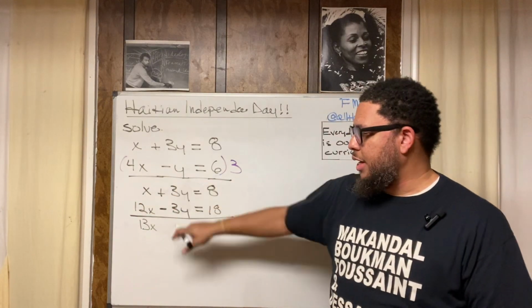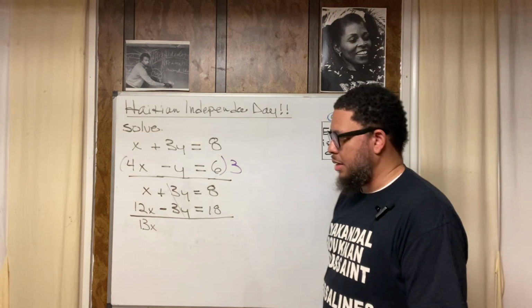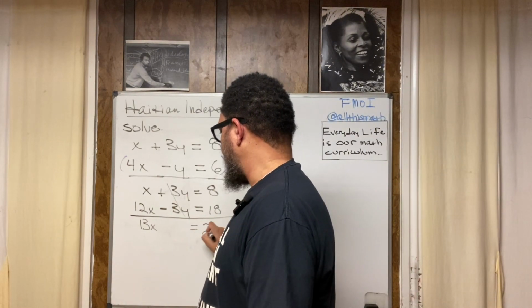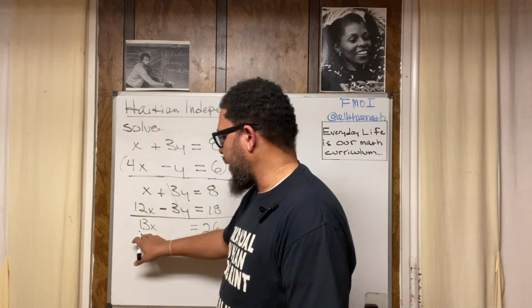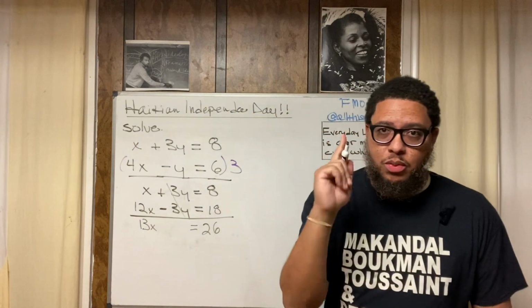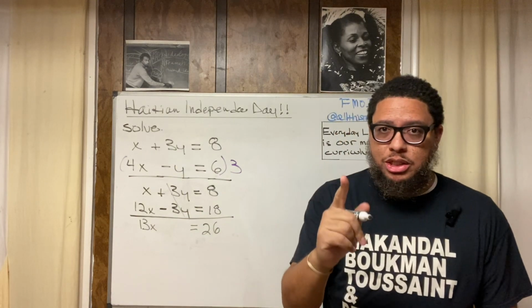What's positive 3 and negative 3? They cancel out. Nothing. They become 0. Then over here, we got 8 plus 18. That's 26. Now we got 13x equals 26. Now we got one equation with one variable. That's why we eliminated the y's.